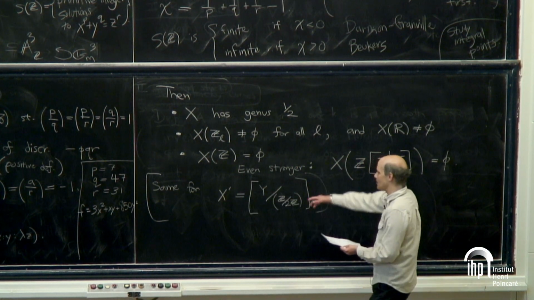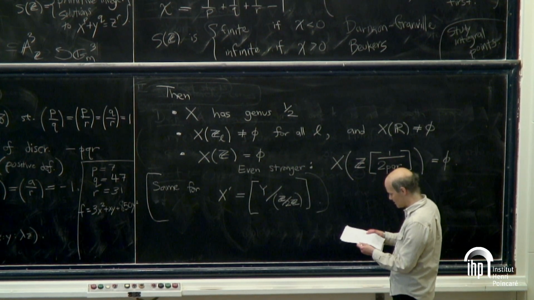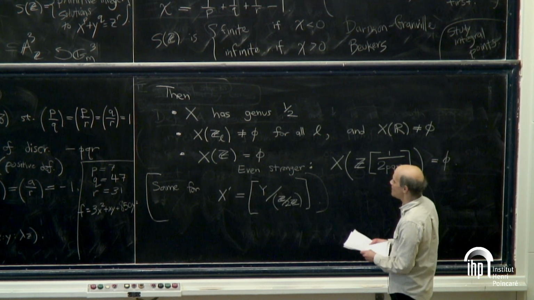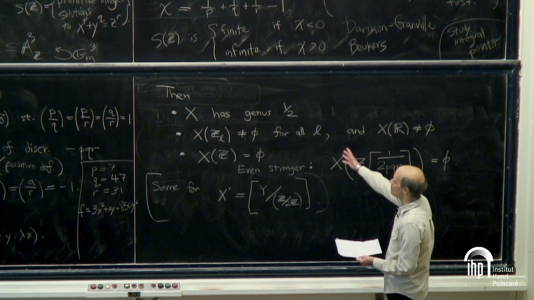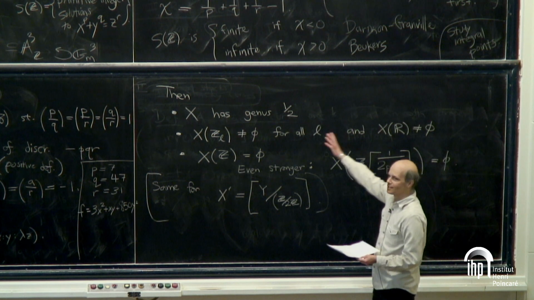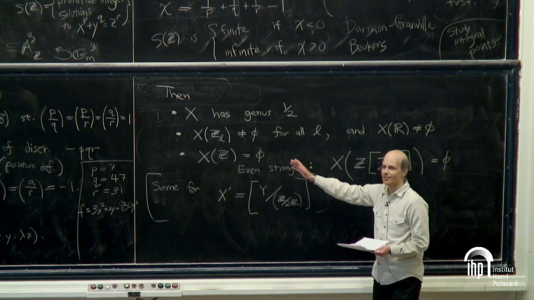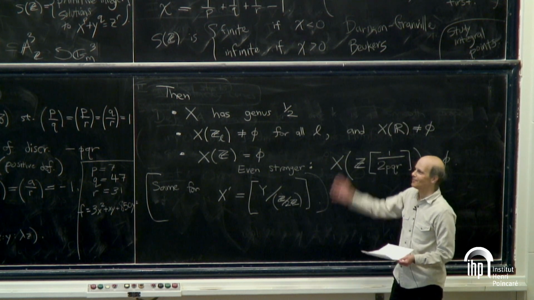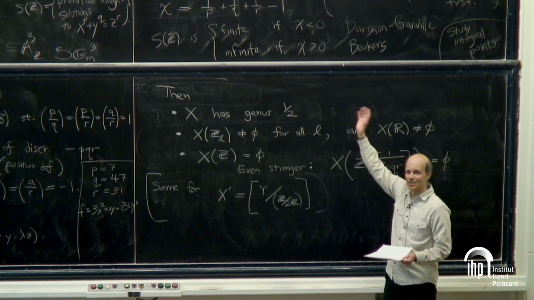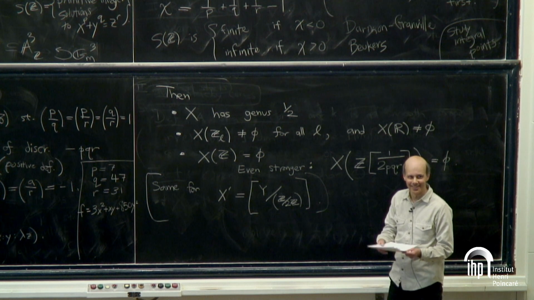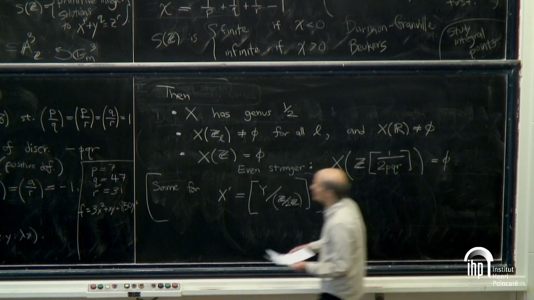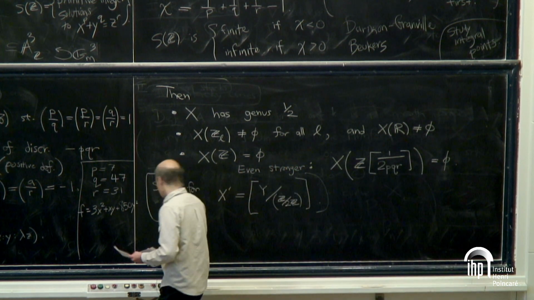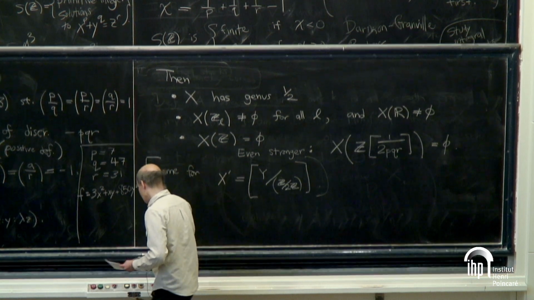Okay. Anyway, this only looks nice over Q, if you think of a Deligne-Mumford stack as nice. Okay. All right. So let me try to sketch a proof of this.